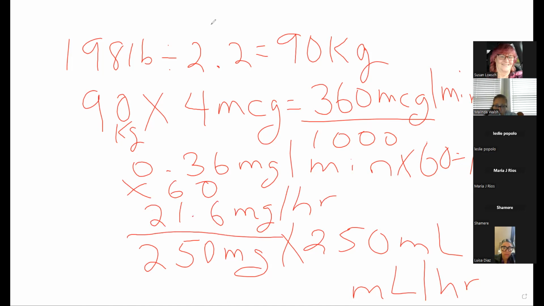Everybody with me still? Yes. Okay. Now your milligrams are going to cross out because you have milligrams on the top, milligrams on the bottom. And you have 250, so really you're done here. But go ahead and do the math. If this were any other problem, if you don't have 250, you have to calculate the rest of the math out. So now you're just going to take your 21.6, divide it by 250, and then of course you're going to multiply it by 250. And you're going to end up with 21.6 mLs per hour.